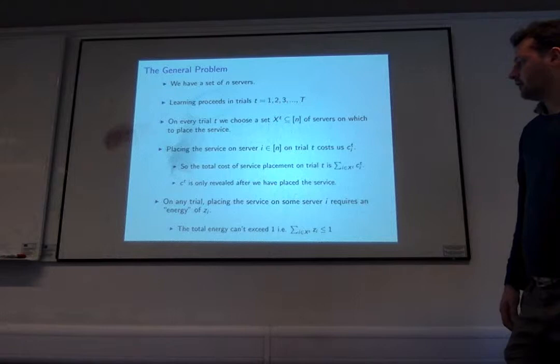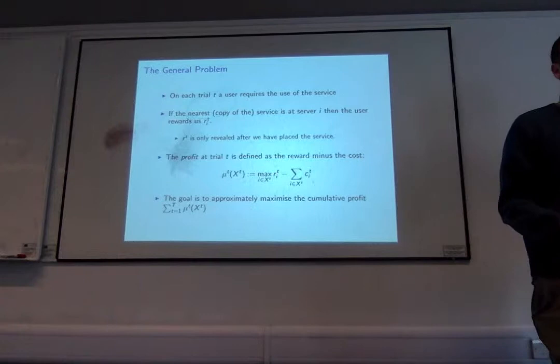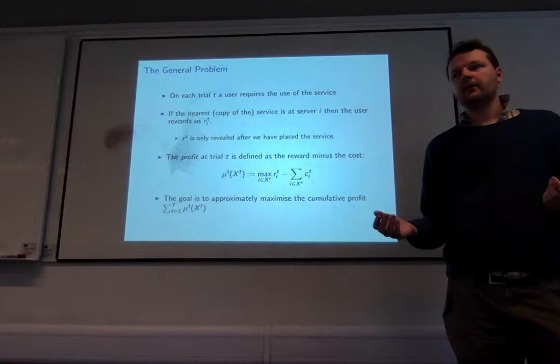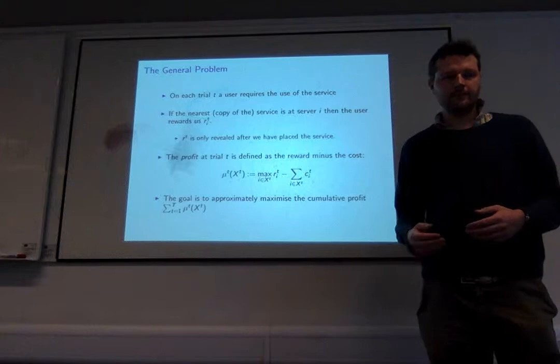So on trial T, a user requires the use of the service. We can look at it as having this cloud network. A user will say, "I want to send my data to some application for processing and then get it back. But I want it to be done fast." And the faster you can do it, the higher the reward the user is going to pay you.